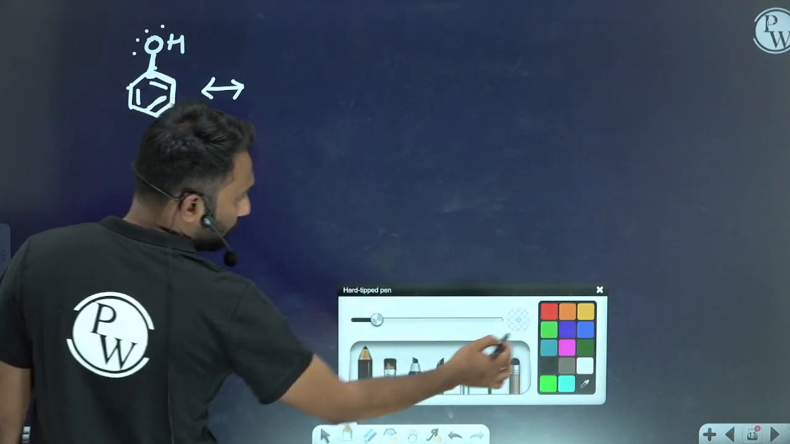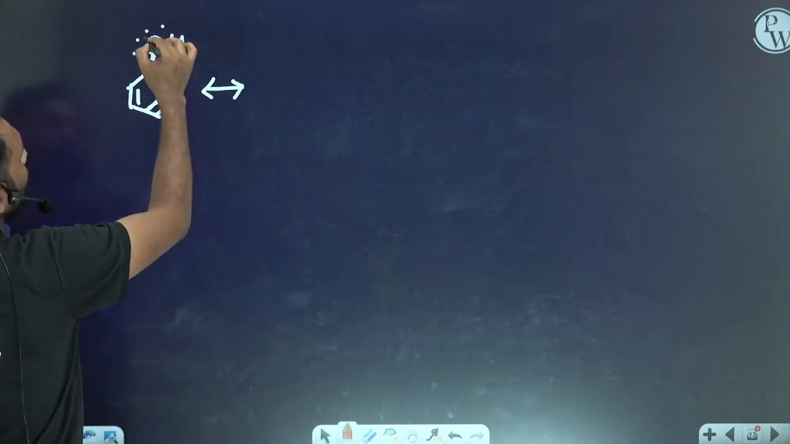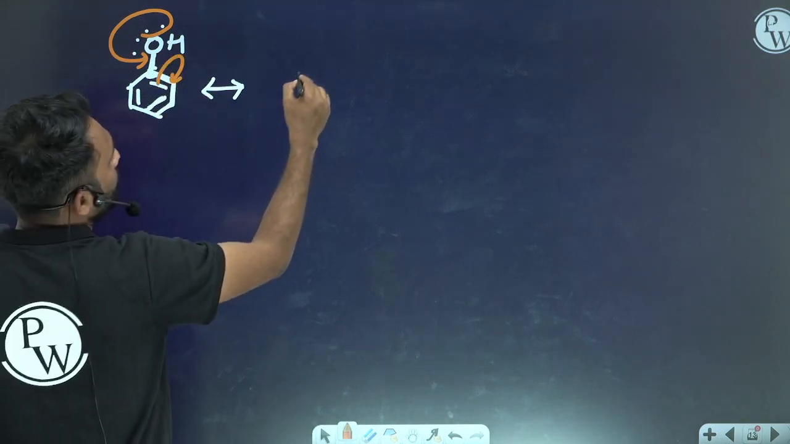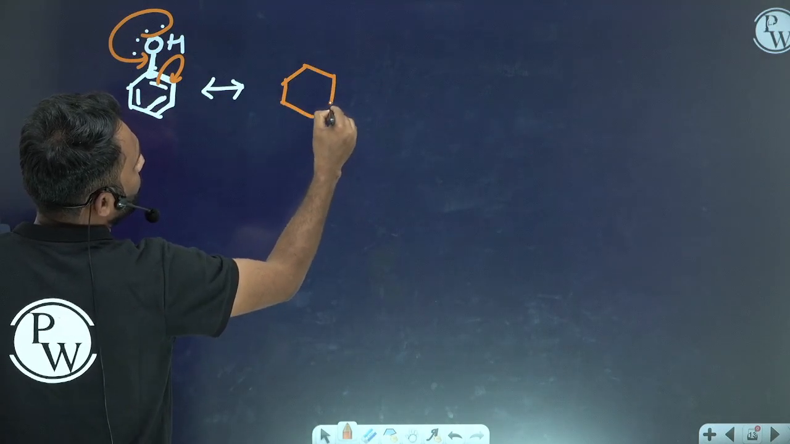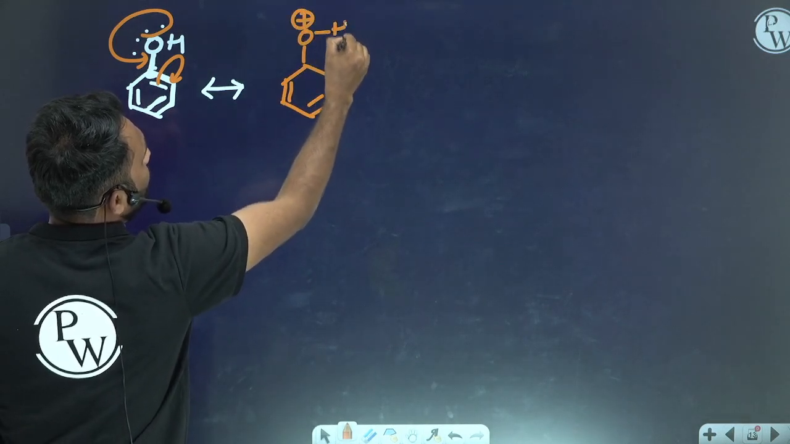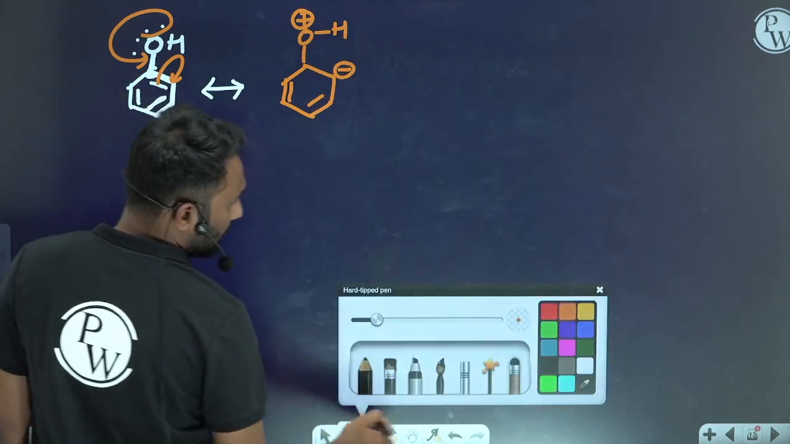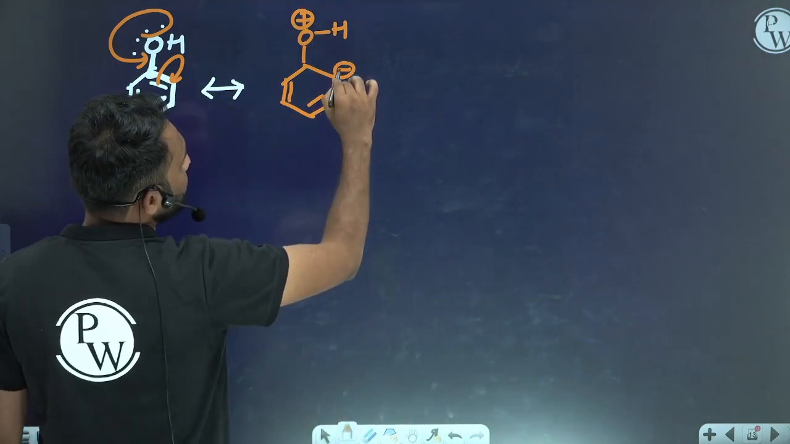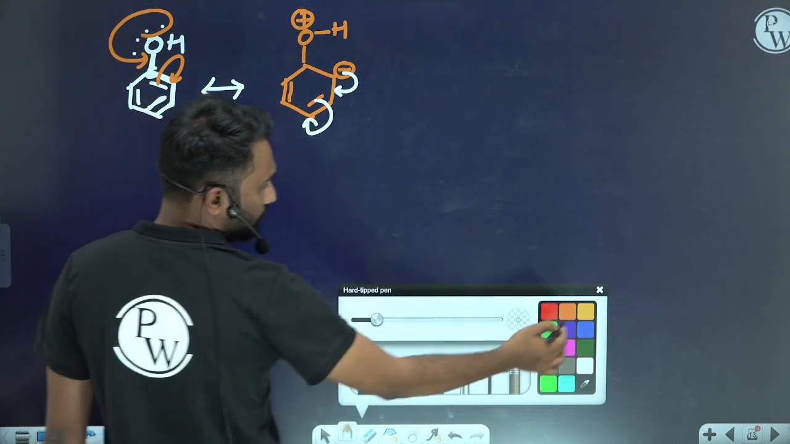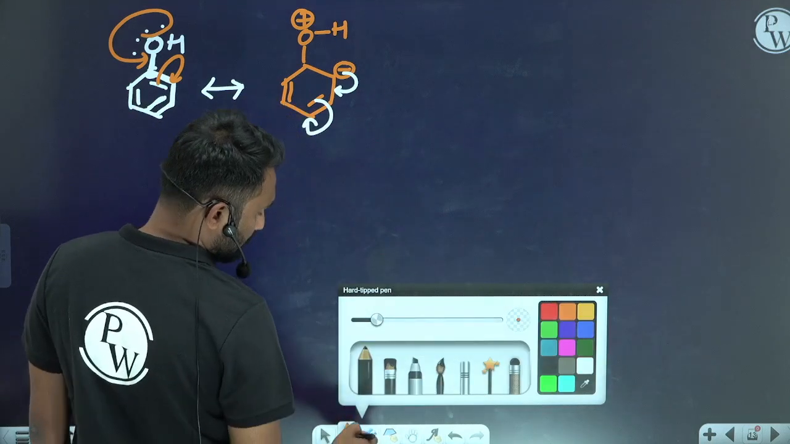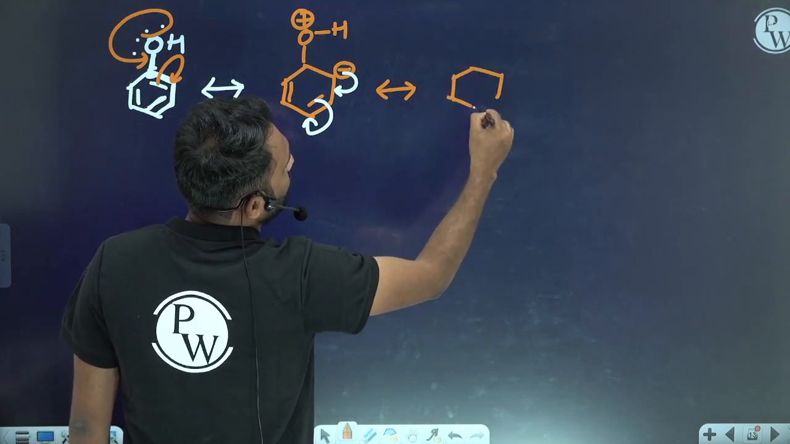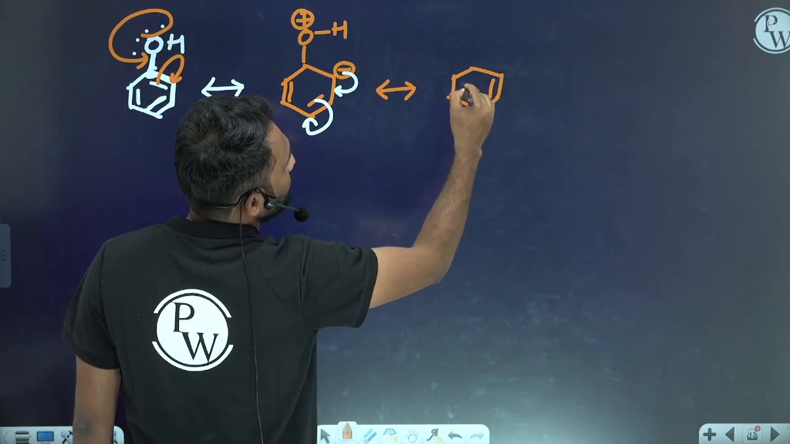Now this lone pair of electrons will be delocalized here. Now this pi bond will be shifted here. Now put the positive charge on oxygen. Now this is H, and here the negative charge. Clear? Next. Now again this negative charge will be delocalized here, and this pi bond will be delocalized to here. Now here it will get the negative charge, here it is positive, here it is positive.